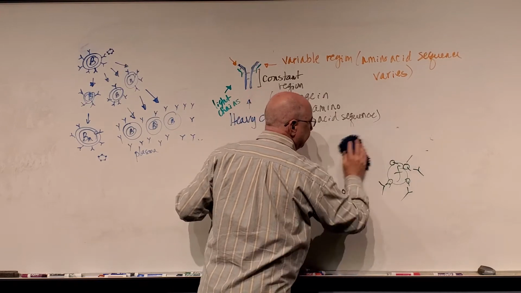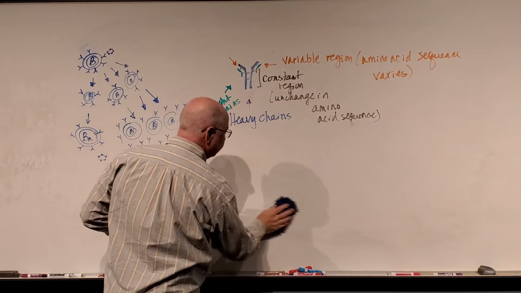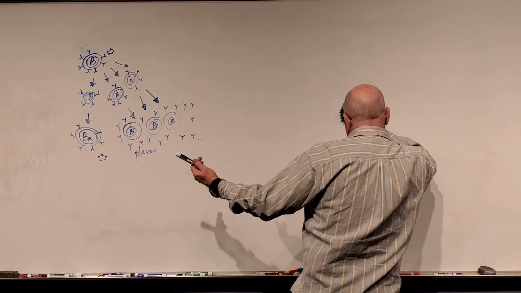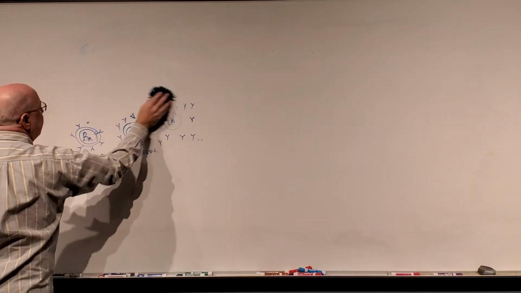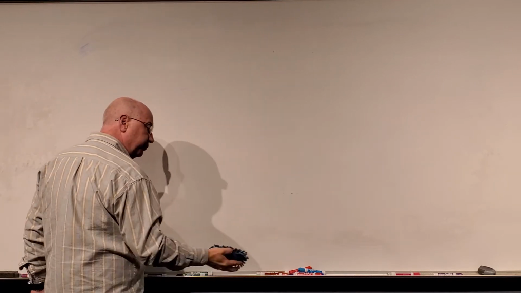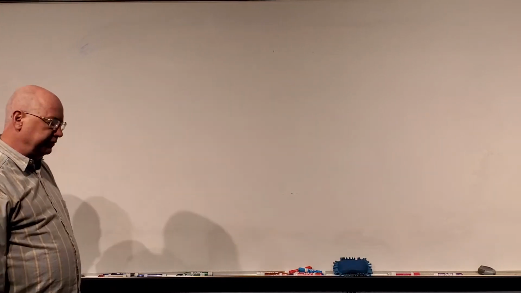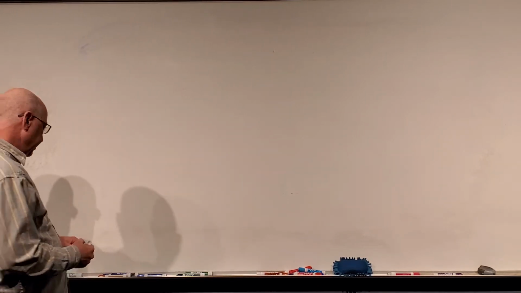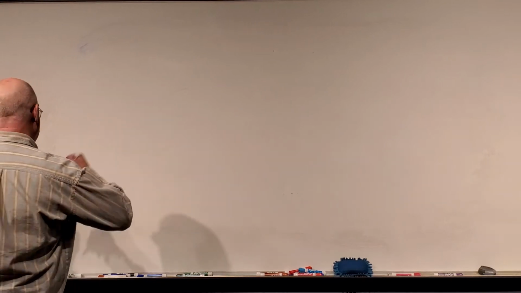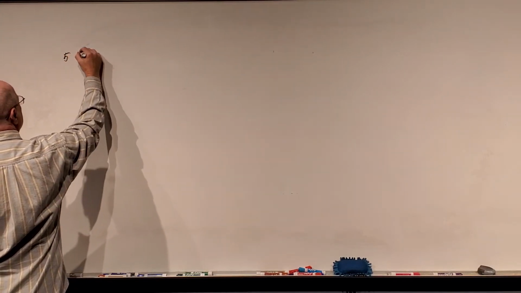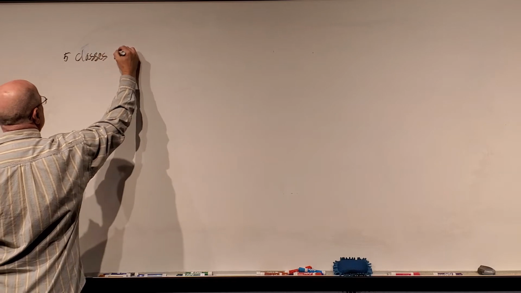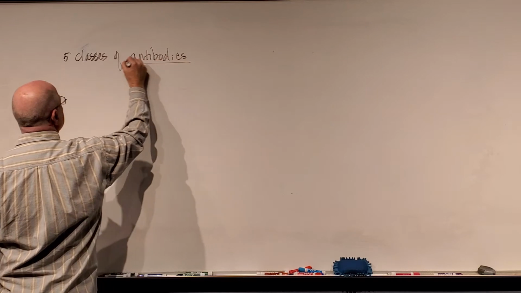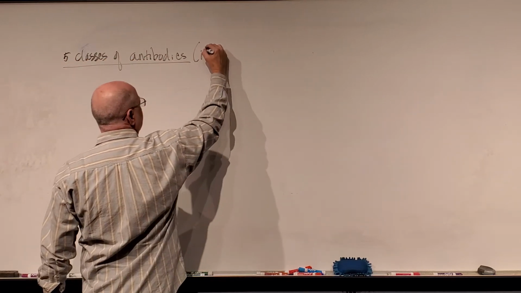So, anyway, now, what I want to talk about, now that we understand the structure of antibodies, and that they're part of the antibody-mediated or humoral-mediated immune response, the specific immune response, I want to talk about the different classes of them. And there's 5 classes of antibodies that we can talk about. And it's really more complex than this.